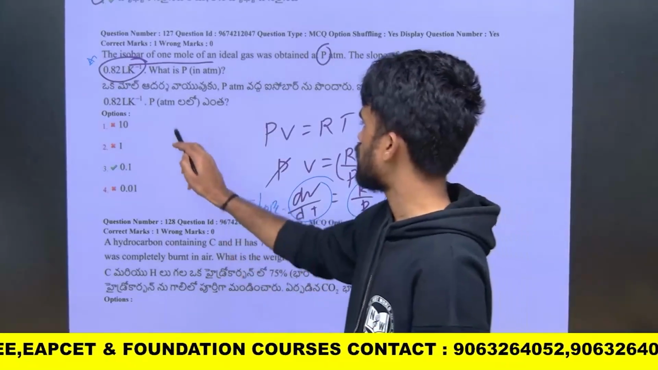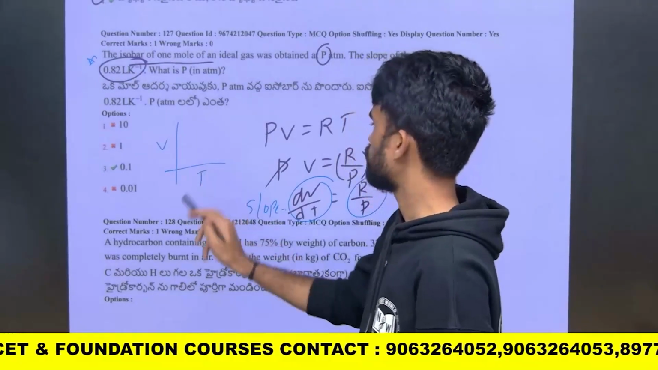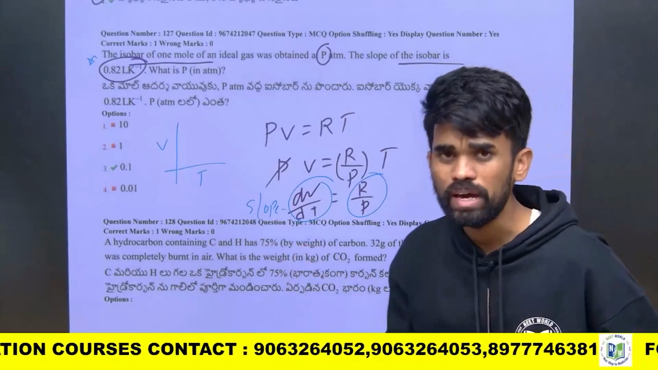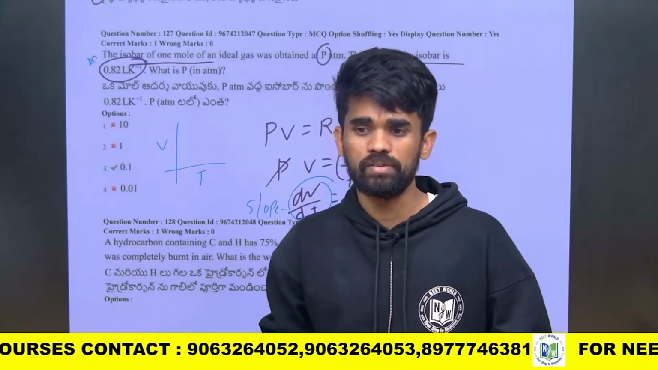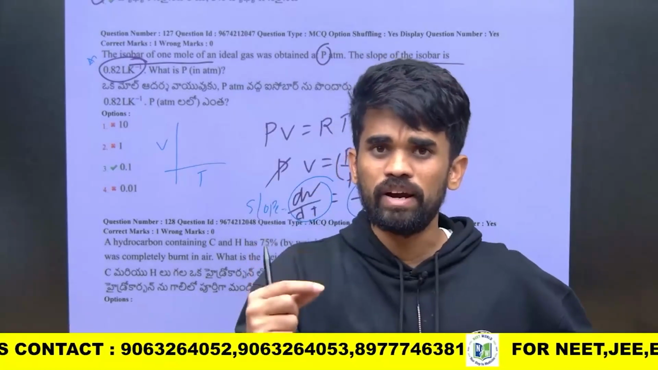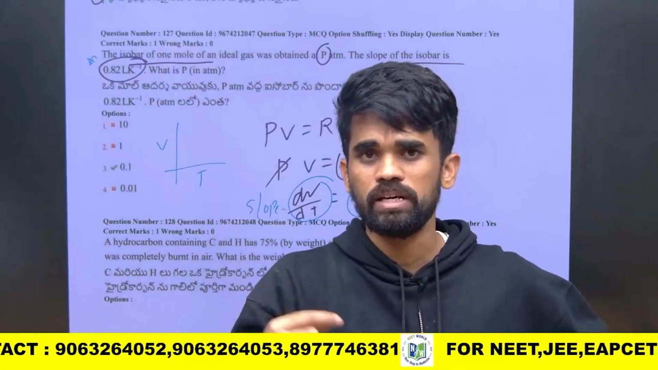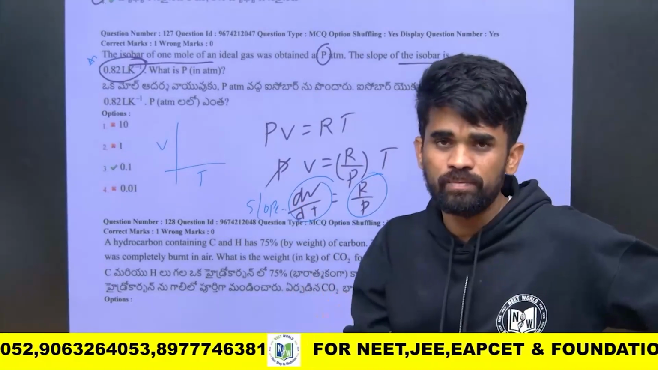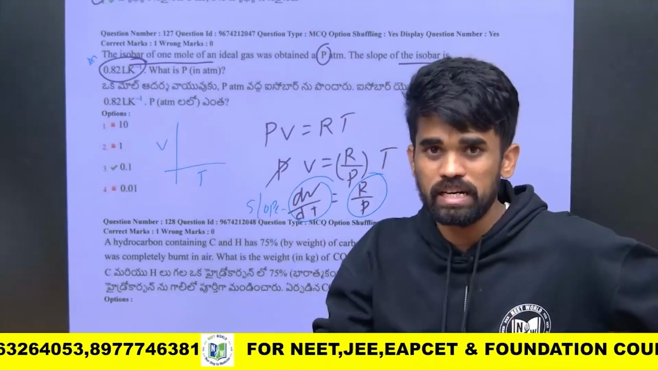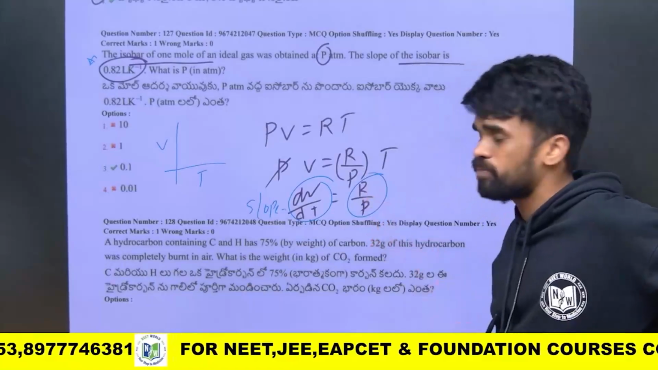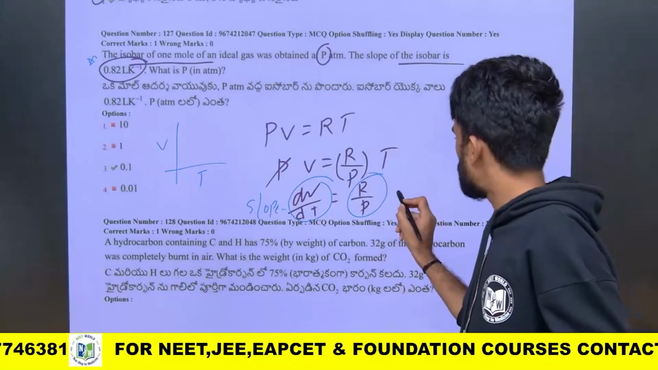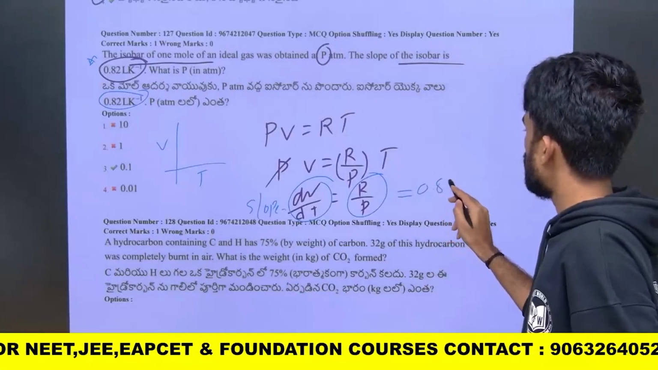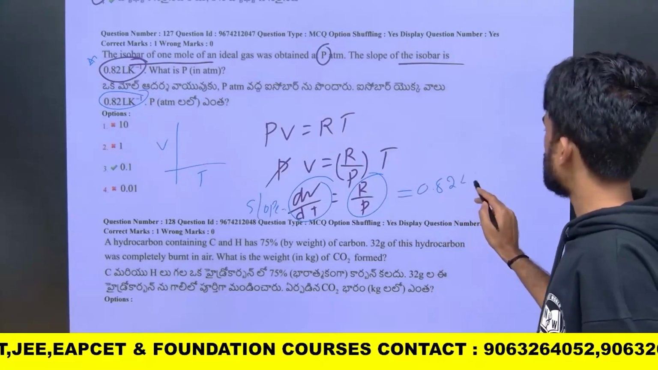So we are drawing a graph of V versus T. How can we draw the graph? In mathematics, y2 minus y1 by x2 minus x1 is the formula for slope m. That is dV means V2 minus V1, dT means T2 minus T1. That is the slope here, which equals R by P, and they mentioned it as 0.82 liter per Kelvin.